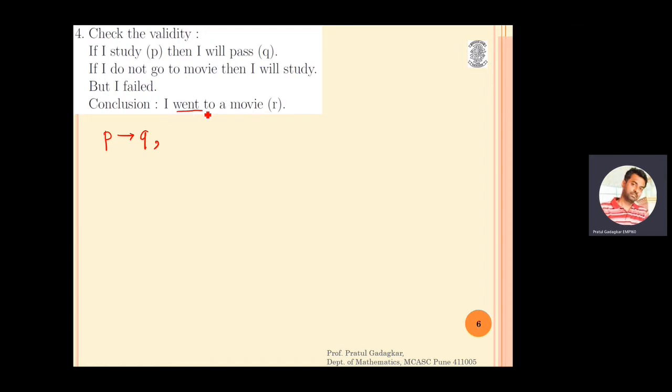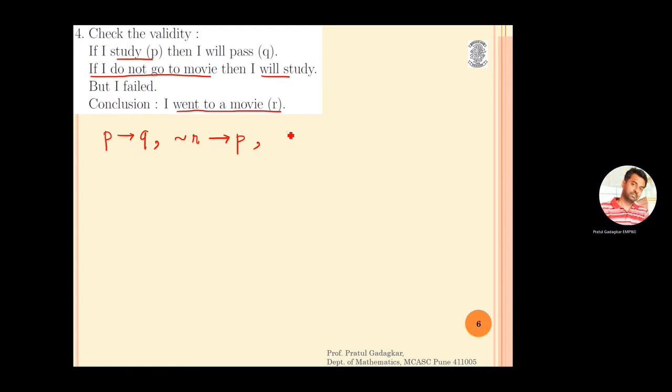I went to a movie, I'm denoting it by R. So the second statement, if I do not go for a movie, then I will study, I'm going to write as negation R implies P, where I will study is denoted by P. The third is I failed. I failed means it is the negation of Q, that is, I will not pass. So here I have negation Q. And the conclusion is that I went to a movie, which is R.